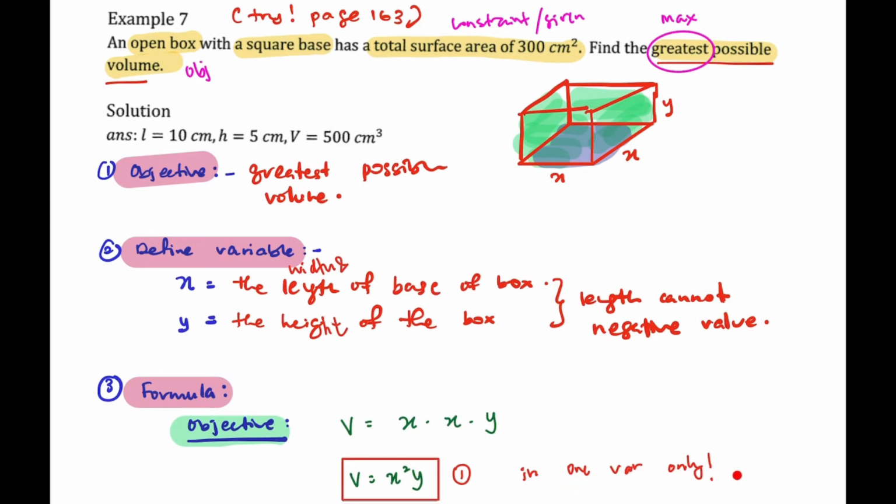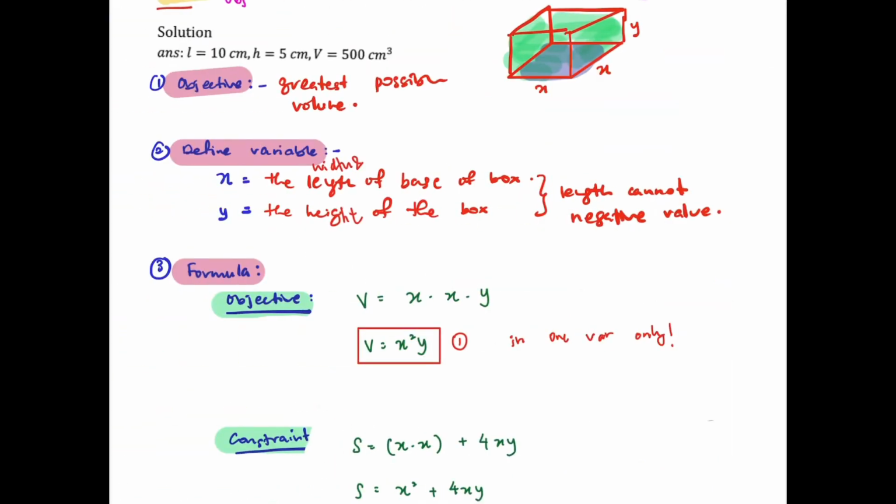So who will help us in this case? The constraint. All right, so you're given the total surface area is 300 cm squared. So now let's build up our total surface area. So you only have 1 base, you don't have any cover. So for this one, the area is just length times width. So x times x. That's right here. And then for the 4 walls here, this is just the length times the height. So x times y. And then you have 4 of them. So 4xy.